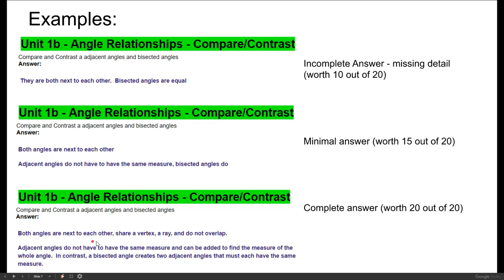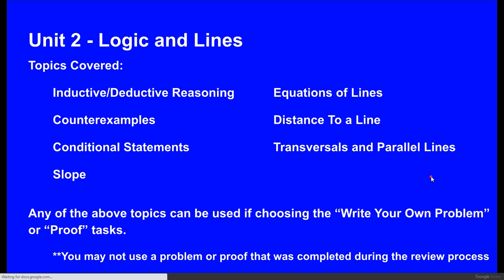And here is my complete answer. Both angles are next to each other, share a vertex and array, do not overlap. So that's what they have in common. Here's my contrast. Adjacent angles do not have the same measure, can be added to find the measure of the whole angle. In contrast, a bisected angle creates two adjacent angles, so there are adjacent angles in my bisected angles that each have the same measure. My adjacent angles do not have to have the same measure. Okay, so that's my complete answer worth the whole 20 points.